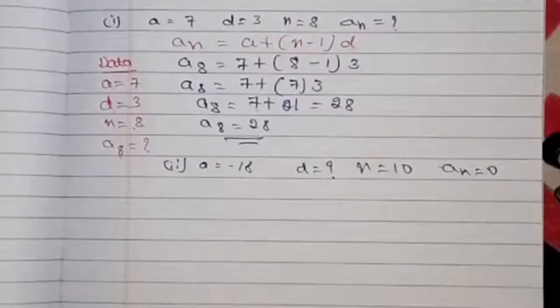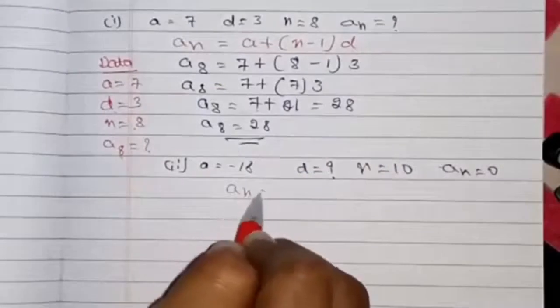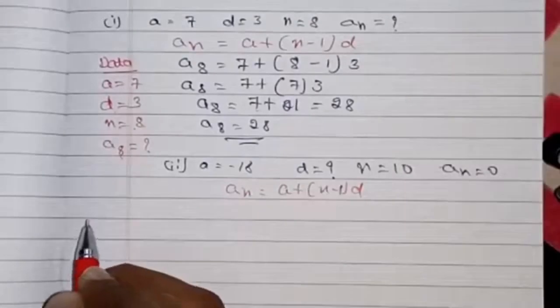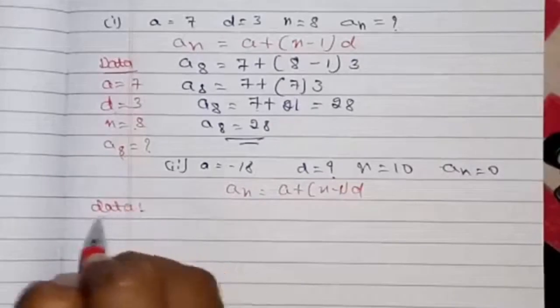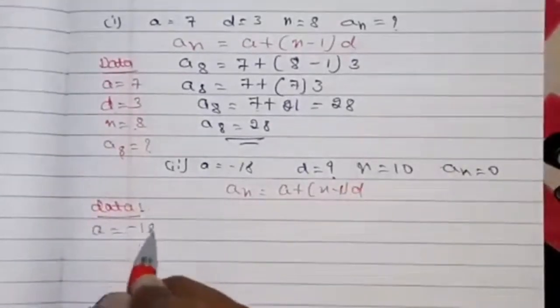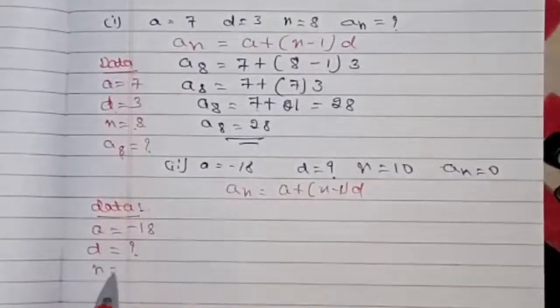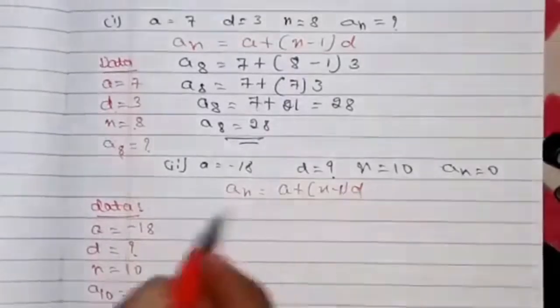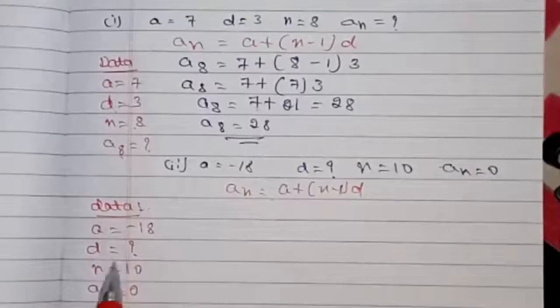Now how to solve this? As usual, write down the an formula. So what is the an formula? an is equal to a plus n minus 1 into d. Now just write down the data on the left hand side, children. So what is the data they have given? a is equal to minus 18. d is equal to question mark, that you need to find out, and n is equal to 10. And n means nothing but the 10th term. The 10th term they have given, an is 0. Now you have the formula, you have the data, just apply the data to the formula.